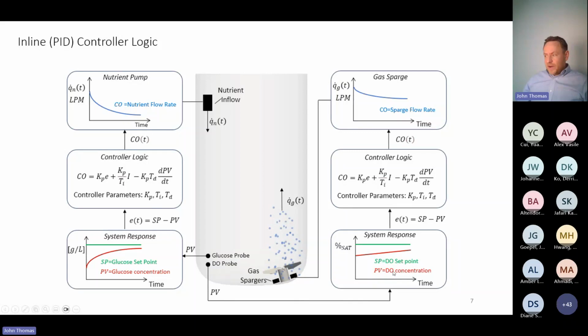DO is the same way. Our process variable is the DO concentration measured at the DO probe. Our set point is whatever time-varying DO set point we might have. A certain PID controller logic ultimately informs how the sparged gas flow rate should vary over time in a way to minimize these differences.